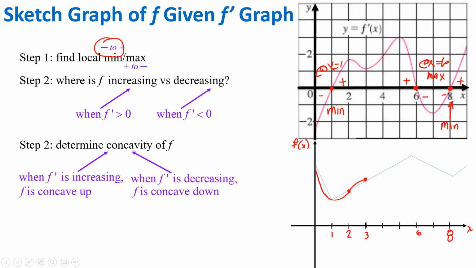From 3 to 5, f prime is increasing, therefore f is concave up, but still increasing. And then decreasing from 6 to 7, and I'll just put 4 in here for completion. That means that here's another inflection point. It's concave down. And then concave down to here. Here's the inflection point. And then concave up the rest of the way.